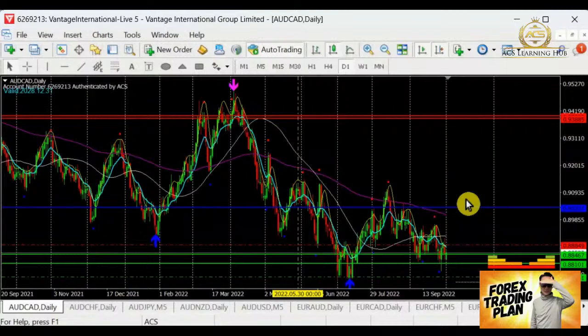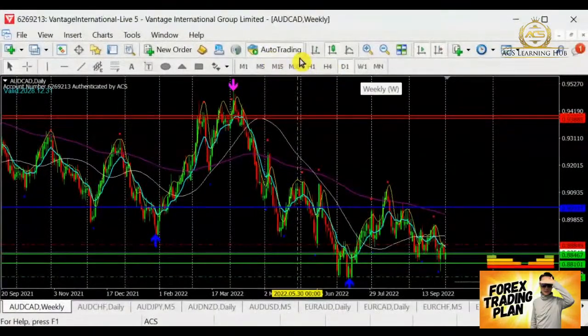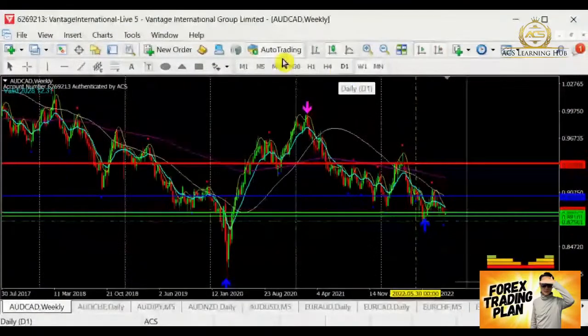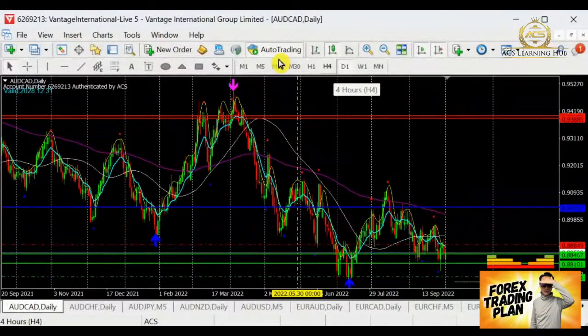So for Aussie CAD, let us identify the trend. The trend is very important. Over here it is still a bear trend, but today it seems like we are going to have some retracement. So today I'm not going to touch this Aussie CAD. Let's wait for maybe tomorrow or the second half of the day and observe how it's going before we take action.